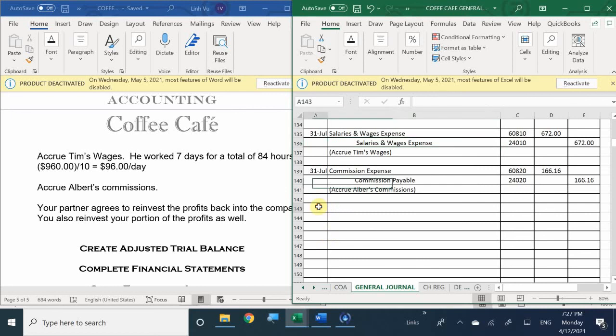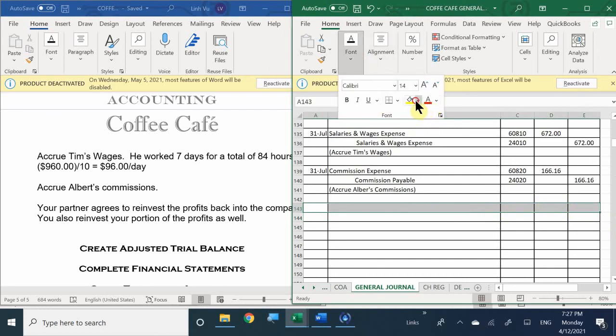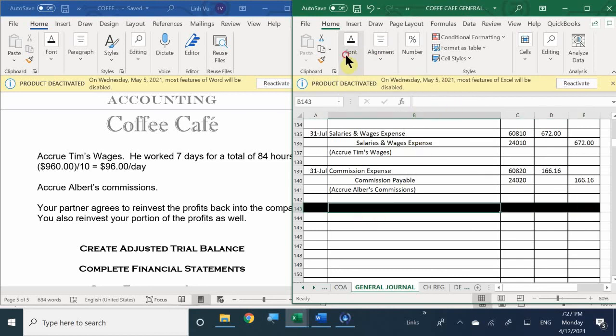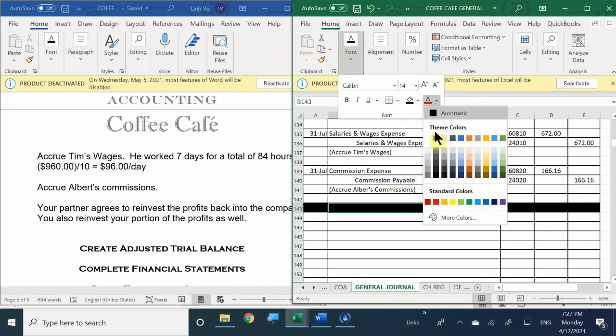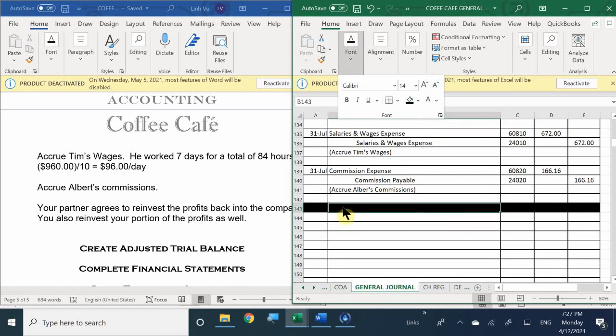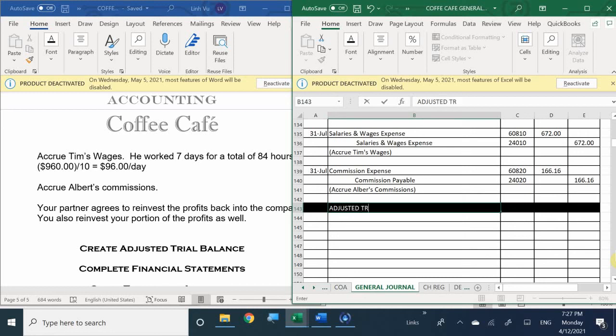On Wednesday. So with that being said, I can go ahead and highlight this section here, fill it in, and make a note here that this is the last transaction of my adjustments, and I'm going to be completing the adjusted trial balance. From here on out, we're going to continue this on Wednesday, or tomorrow.